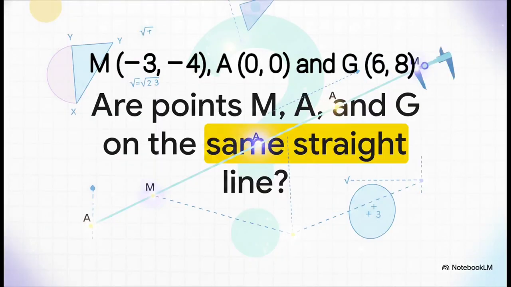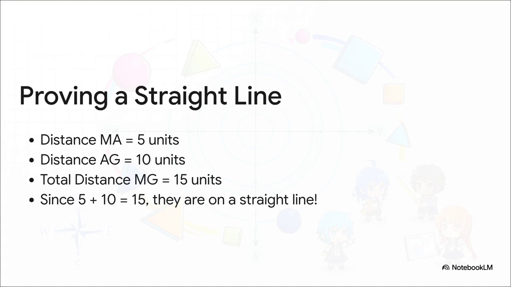Okay, question 5. And this is a really fascinating challenge directly from the text. Without even plotting these points on a piece of graph paper, how can the distance formula alone prove that these 3 points form a perfectly straight path? Any ideas?